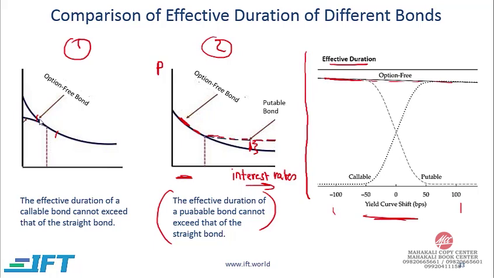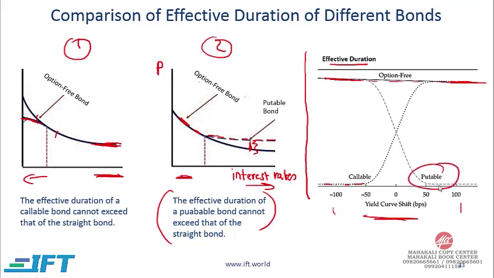But what about the callable bond? Notice that as interest rates keep becoming lower and lower, the slope of the callable bond starts approaching zero. It starts becoming flat, and that is what's depicted over here. As interest rates become lower, the duration of the callable bond becomes less and less. At high interest rates, so that's this area over here, the effective duration of the callable bond is roughly the same as the effective duration of the straight bond.